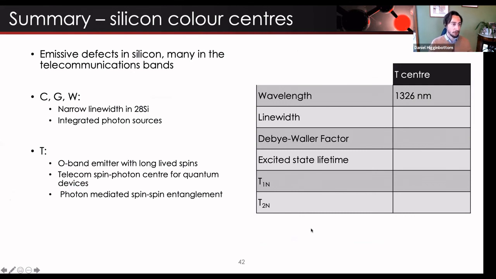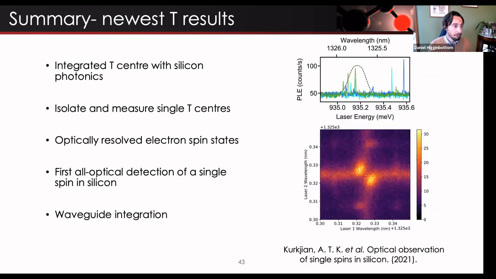So in conclusion, what have I talked about? I've talked about emissive defects in silicon, namely the silicon color centers. Talked about results with G and W centers showing how they can have very narrow line width in silicon 28 and how they can make promising integrated photon sources. I've also talked about the T center, which is an O-band emitter with long-lived spins, has telecom spin photon properties that make it very appealing for quantum devices. And ultimately what we're going to do with that is move towards photon mediated spin-spin entanglement on chip.